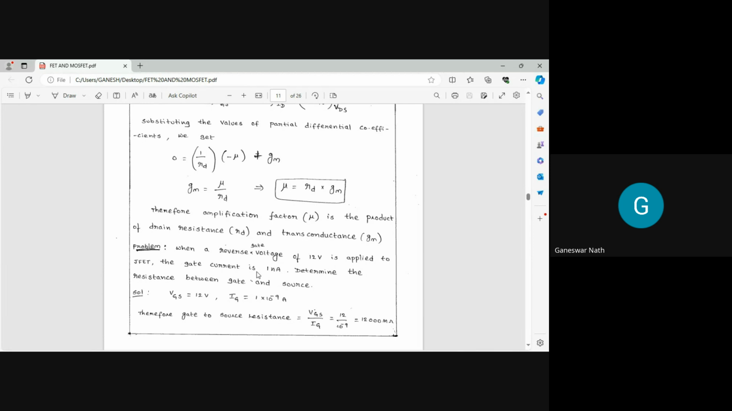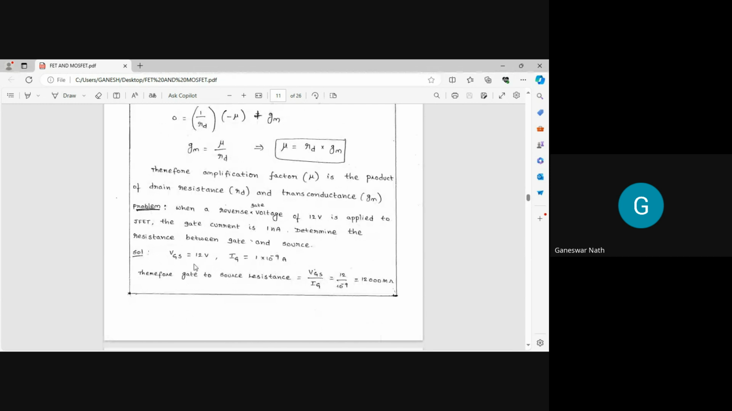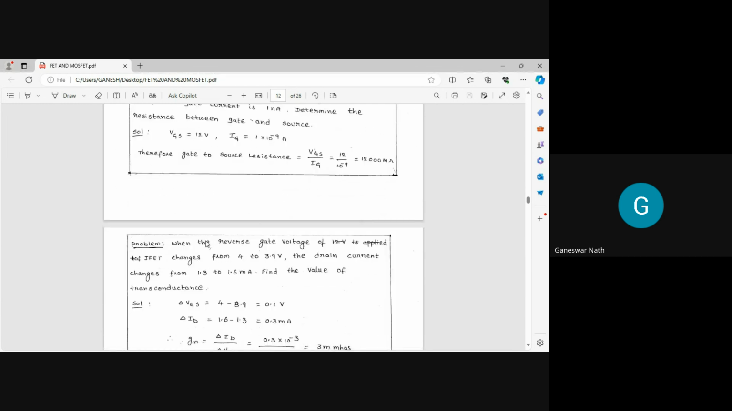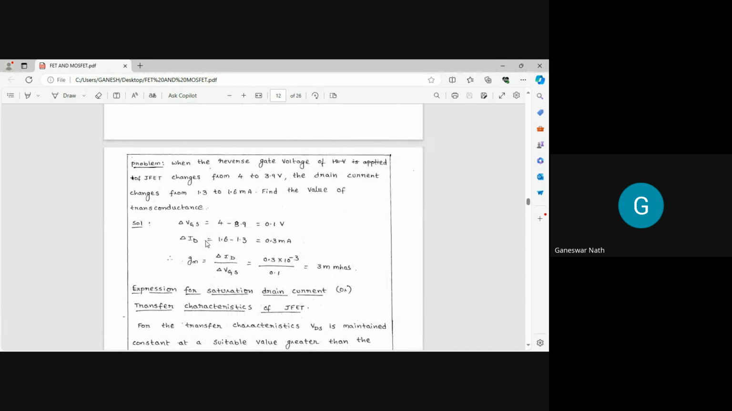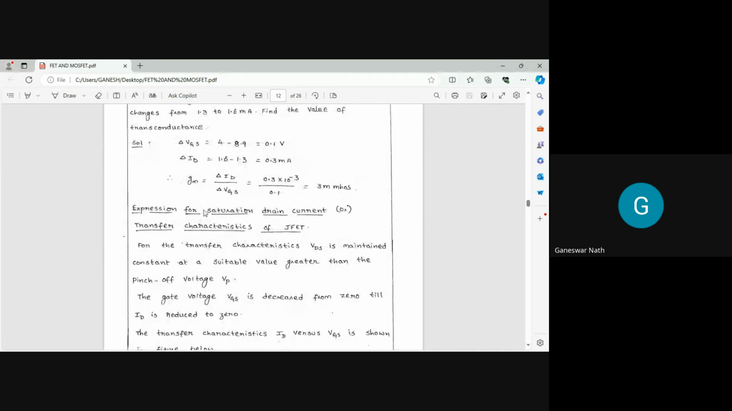This may be a complete long question with FET, its construction, the characteristics, the different FET parameters and the relationship between them. Now I have put some problems that you can find. This is a small problem corresponding to the FET. Now, the expression for the saturation drain current or the transfer characteristic of the JFET.